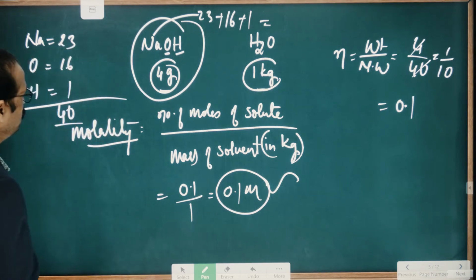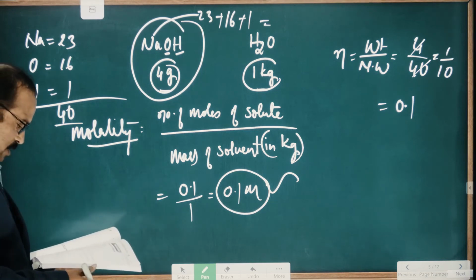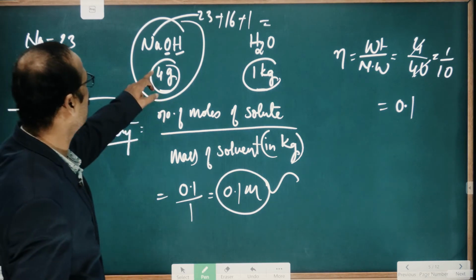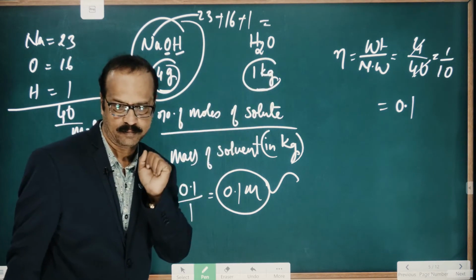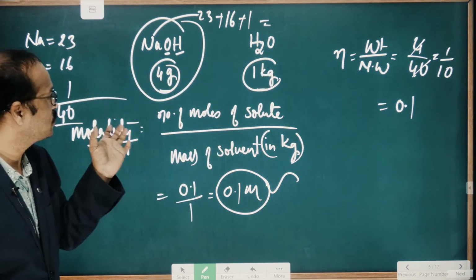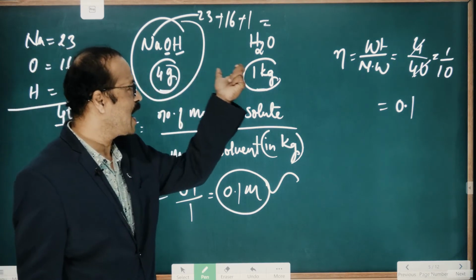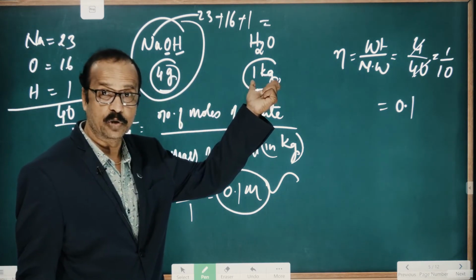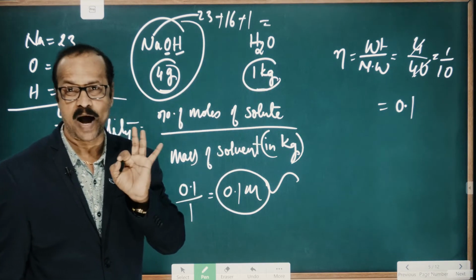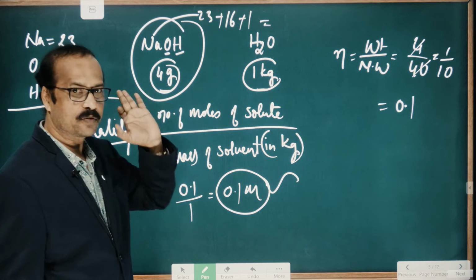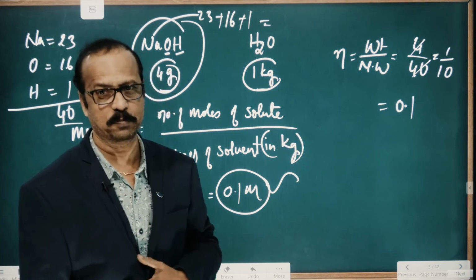Very simple problem. So see here, 4 grams of sodium hydroxide is dissolved in 1 kg of water. Okay. So first you have to check where we get the grams of solute and the solvent in mass. So we check that, if that's what I told you, to read the definitions perfectly, right?